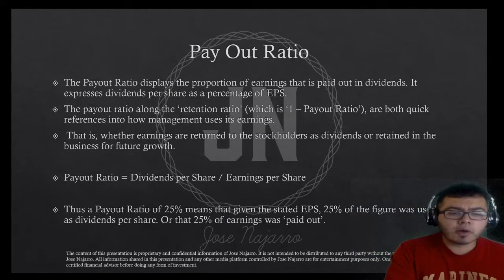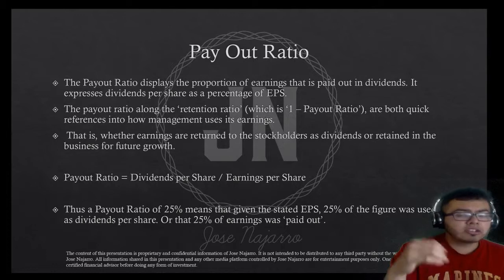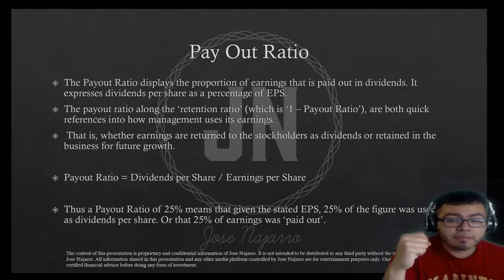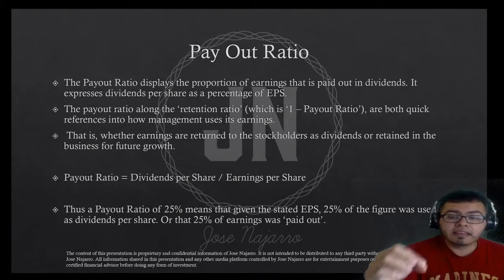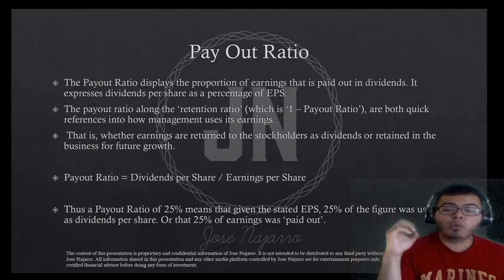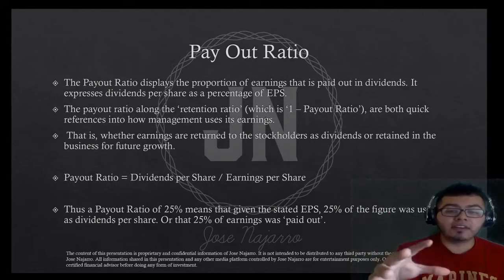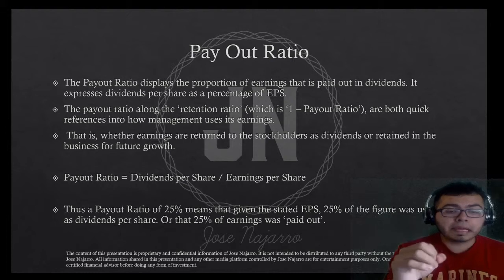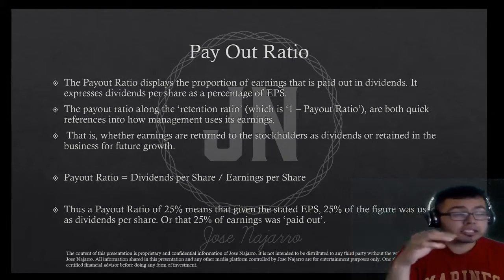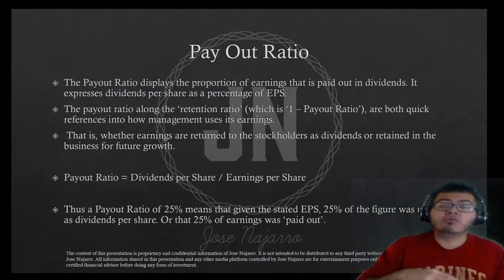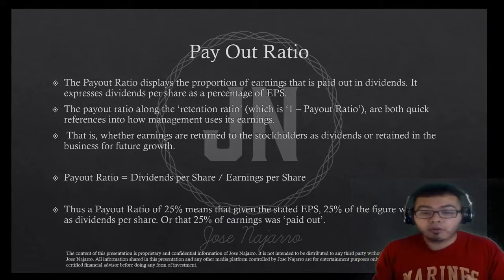So let's take a quick look at what the ratio means. Let's say we have a payout ratio of 25%. That means that, given the earnings per share, 25% of that figure is being used to pay back the shareholders. The other 75% is being used to improve the company somewhere in growth.